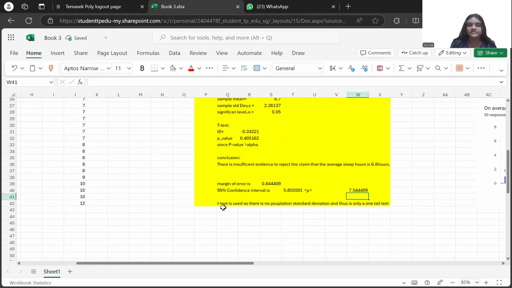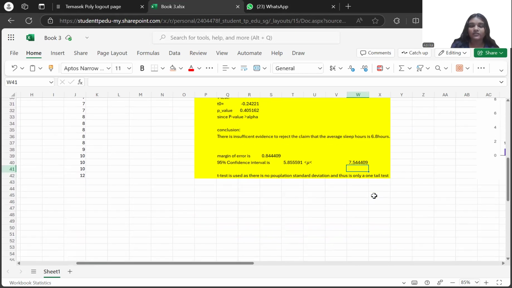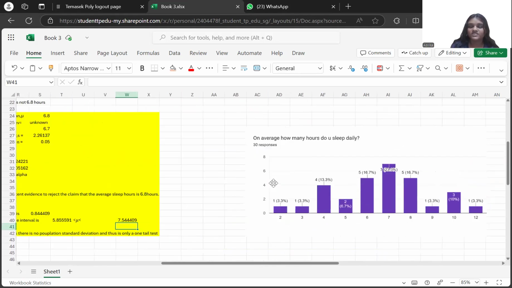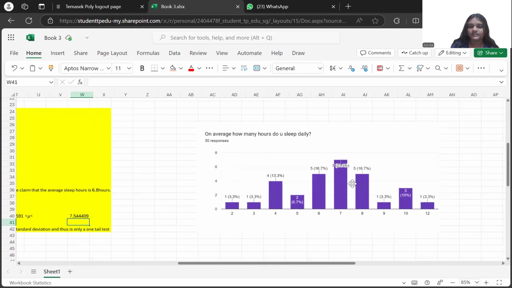Next, the t-test is used as there's no population standard deviation given. And if my standard deviation were known here, I could have used other formulas instead of the t-test. Next, moving on, this is the survey that I conducted and the answers that I got from the 30 people. Thank you.